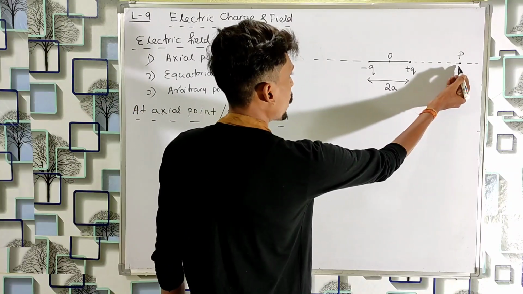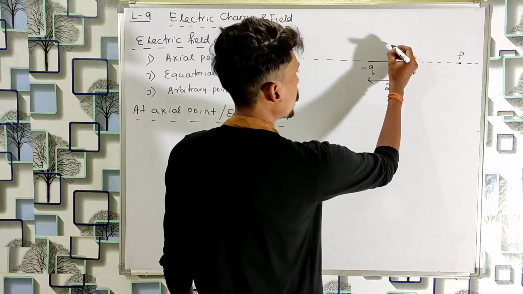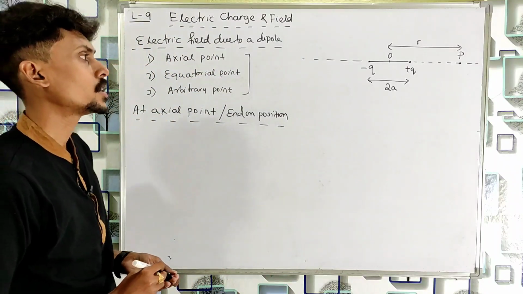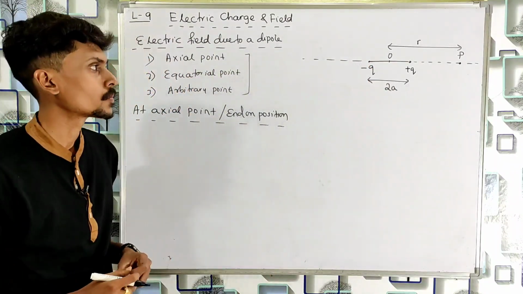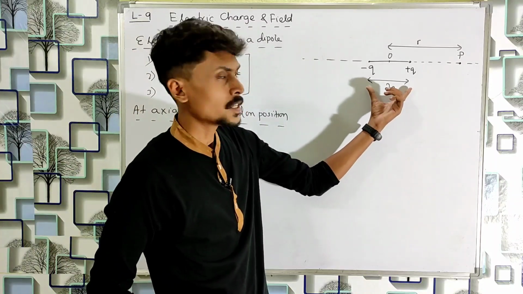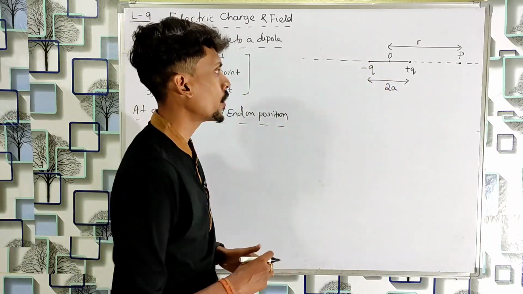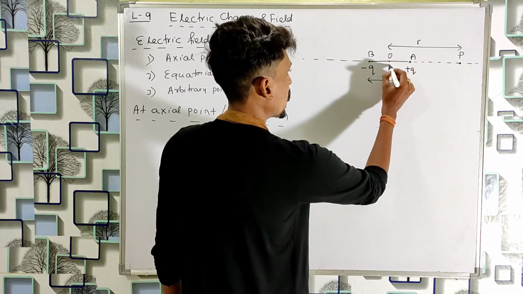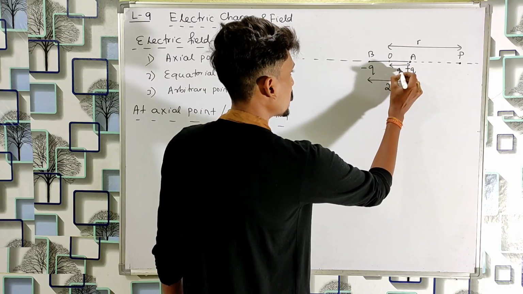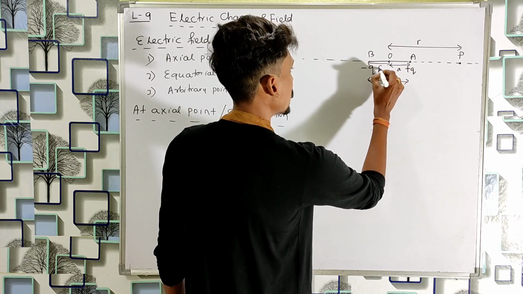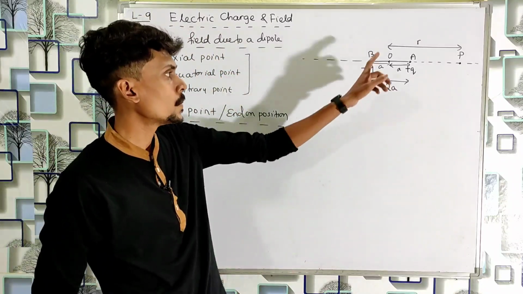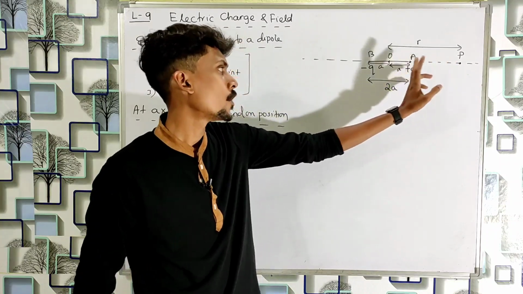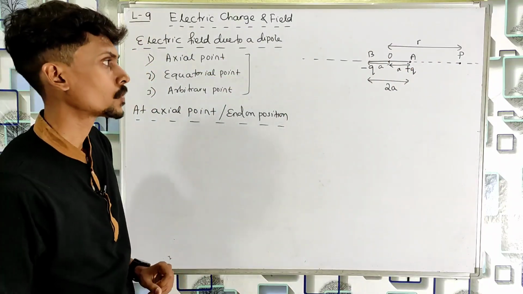Suppose the distance of point P from the center O is r, and the dipole length is 2a. Since O is the midpoint, suppose this is point A and this is point B, so the distance AO is a and BO is a, because O is the midpoint of the dipole, and the point P is at a distance r from the center O of the dipole.